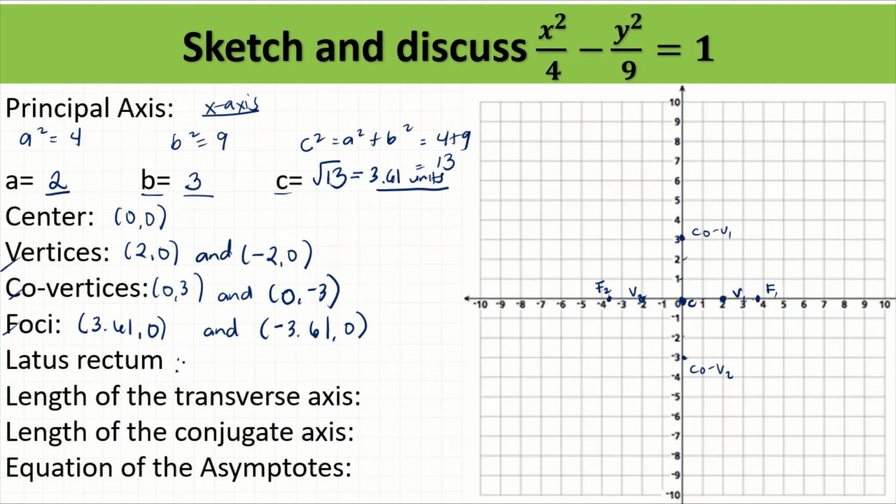Then next, we have the Latus Rectum. We have b squared over a. So, b squared is equal to 9 over a is 2. 9 over 2, that is 4.5 units. So, for our Latus Rectum, we have 4.5 units na kahilera ng ating foci.